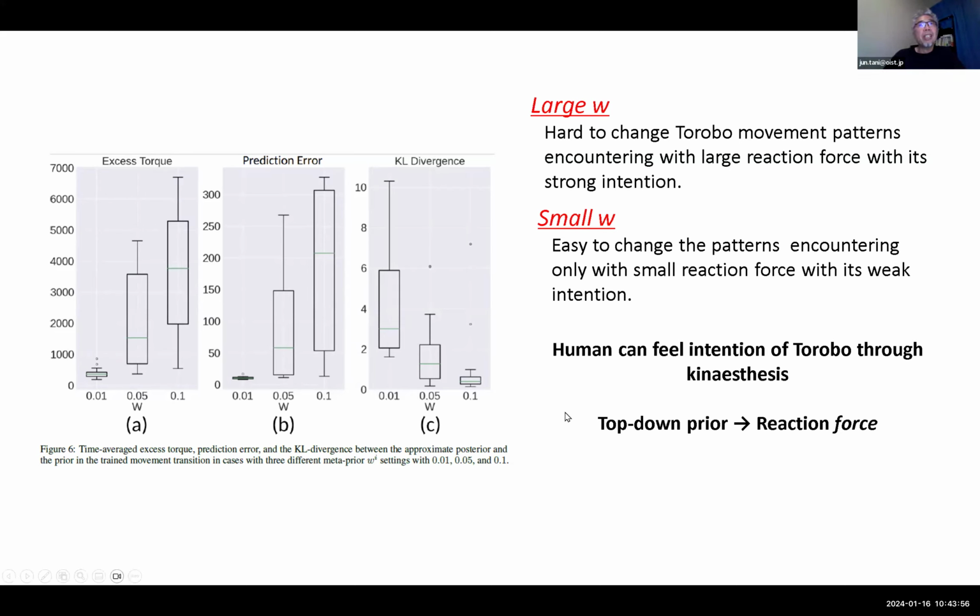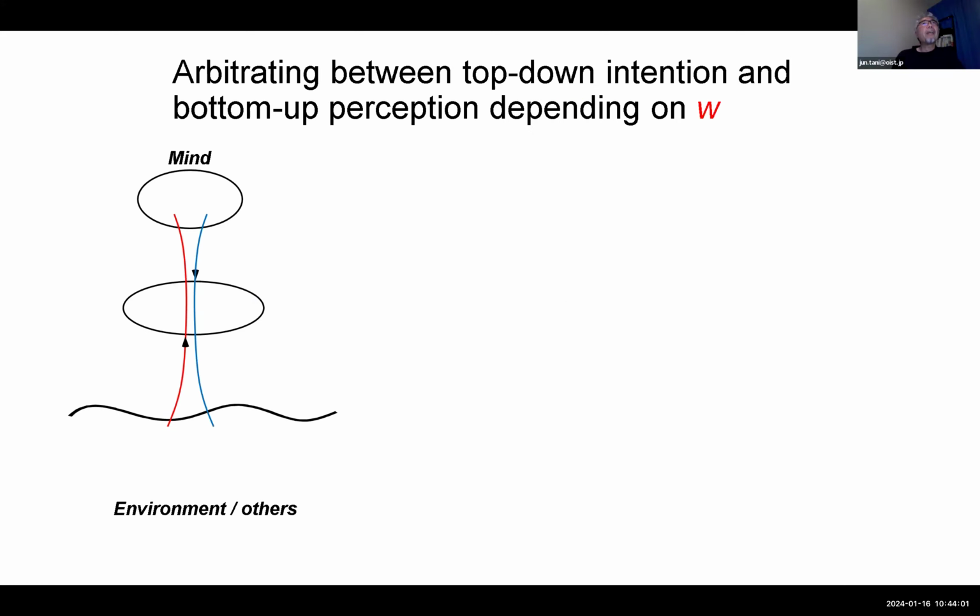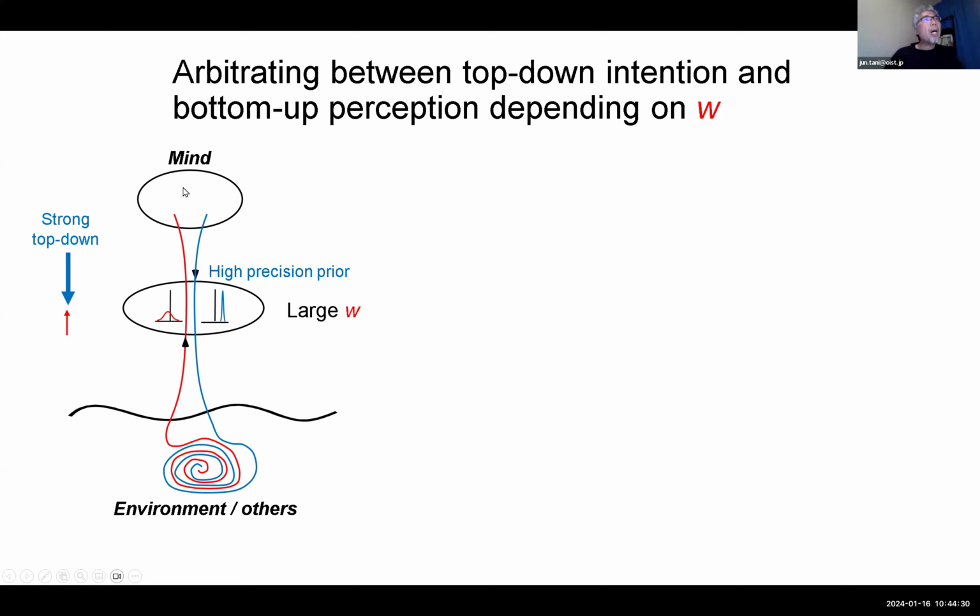So that is one thing we did for human robot interaction experiments. Okay, so what we have seen so far is arbitrating between top-down intention and bottom-up perception depending on the W. When we set a large W, the high precision prior comes and the low precision sensation. Therefore, it's a stronger top-down, and it's going to induce, rather than changing the mind, the environmental part to be changed.